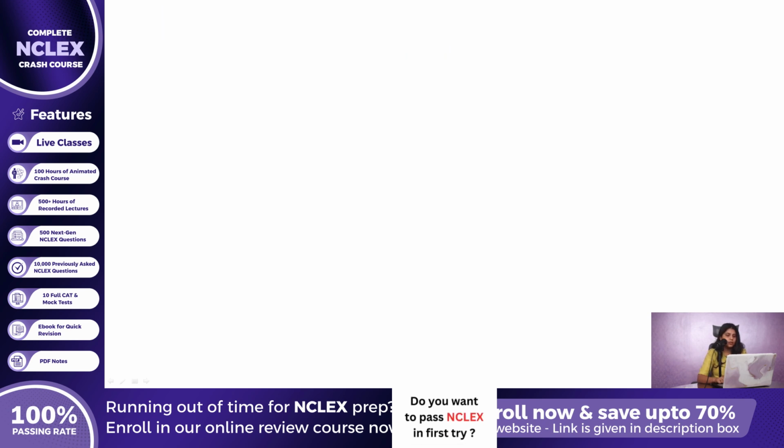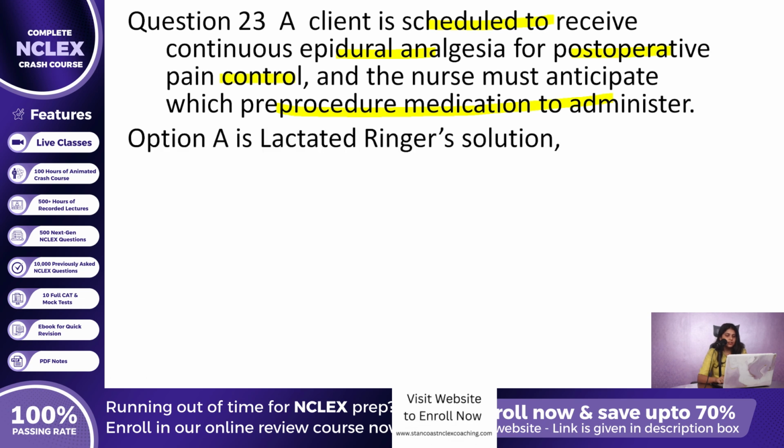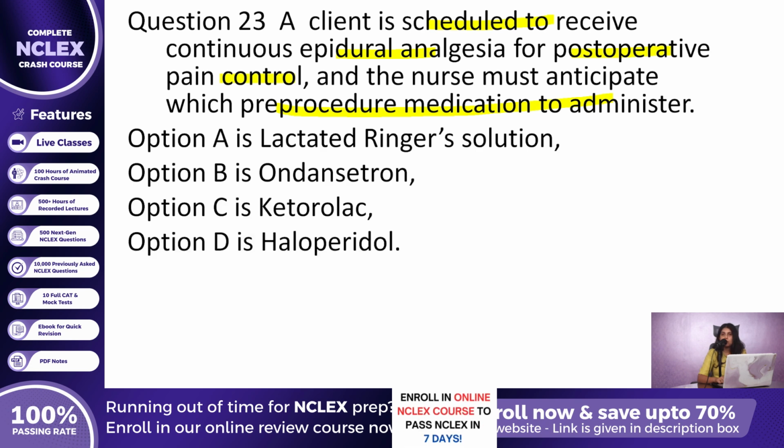To begin with, question 23, a client is scheduled to receive continuous epidural analgesia for post-operative pain control, and the nurse must anticipate which pre-procedure medication to administer. Here are the options. Option A is lactated Ringer's solution, option B is ondansetron, option C is ketorolac, and option D is haloperidol. The correct answer is option A, lactated Ringer's solution.